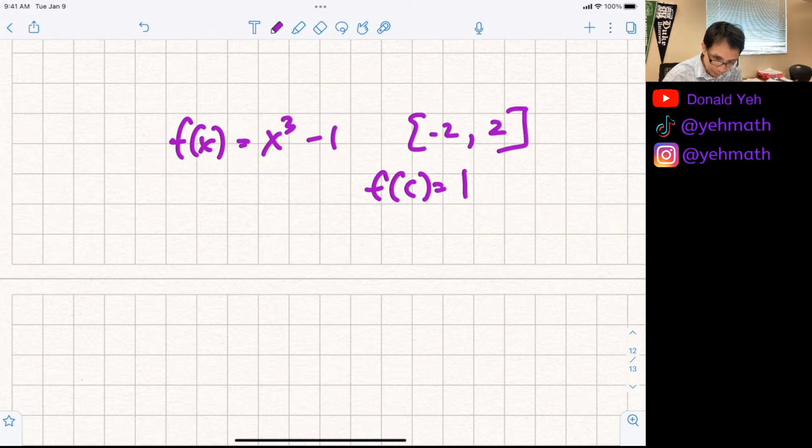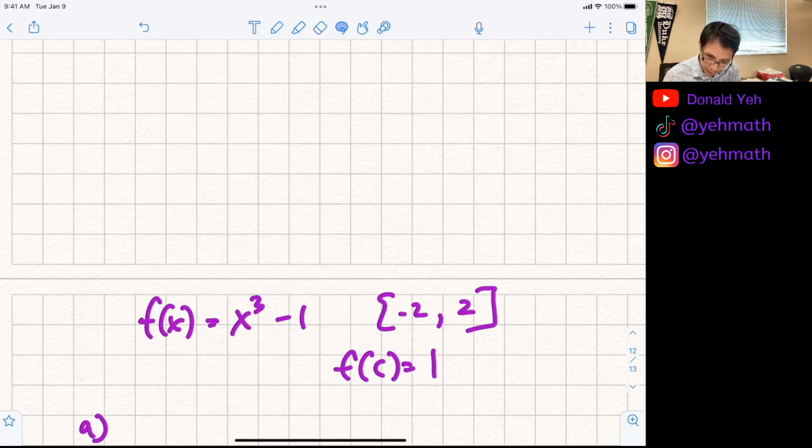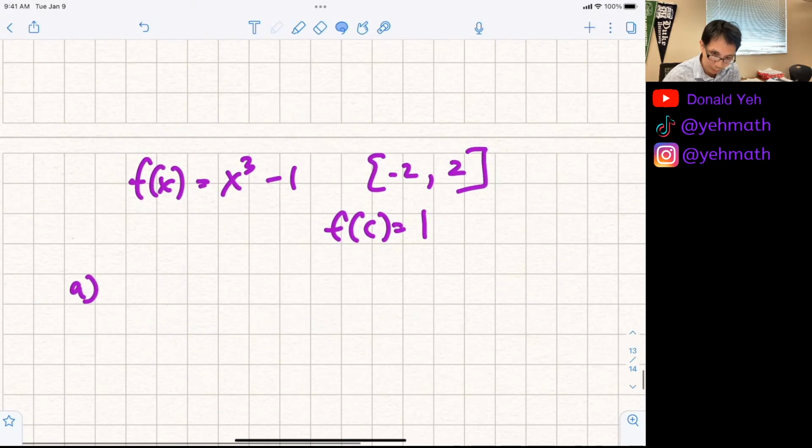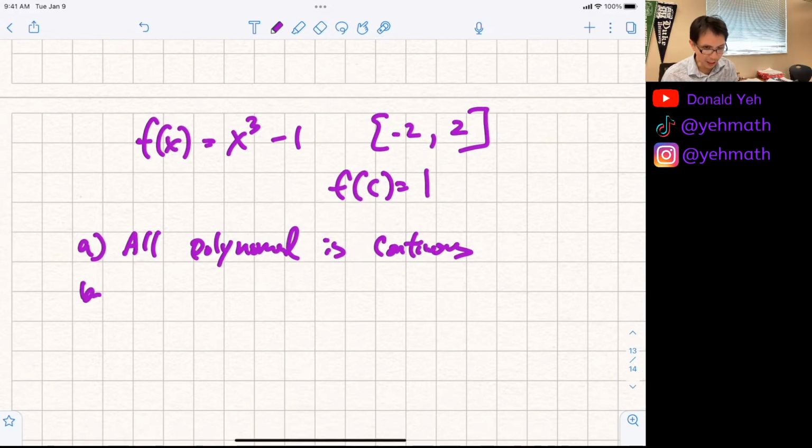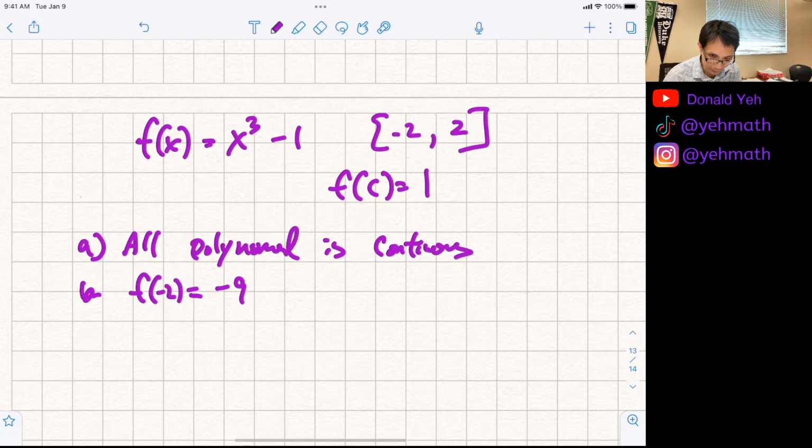Then you're going to say, okay, first requirement: is this a continuous function between -2 and 2? Yes, because all polynomials are continuous. Second, are the endpoints equal to each other? I don't know until I plug in. So that's going to be -9, right? Did I do my math right, if I plug -2 into the function?